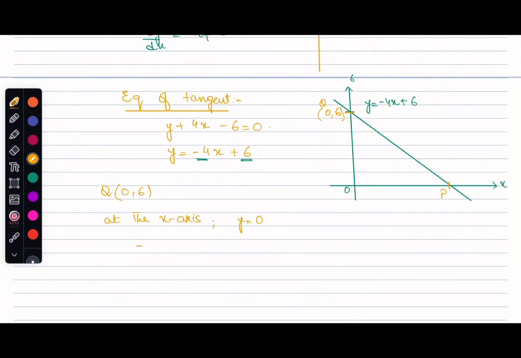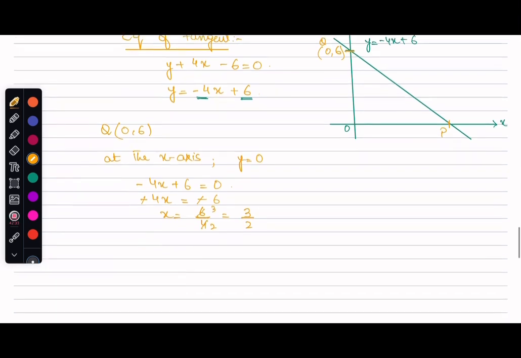Therefore, I can say negative 4x plus 6 should be equal to 0, or negative 4x shall be equal to negative 6. This gets cancelled. x shall be equal to 6 by 4, or simplifying it by 2, I should say it's 3 by 2 here. So x is equal to 3 by 2, meaning P should have the coordinates 3 by 2 comma 0. So P has the coordinates 3 by 2 comma 0.